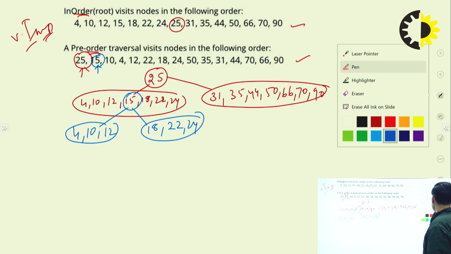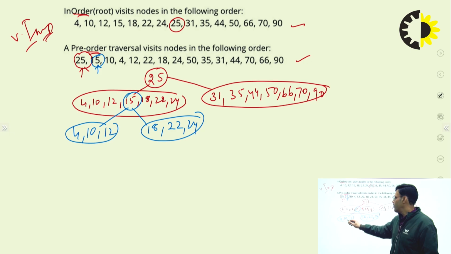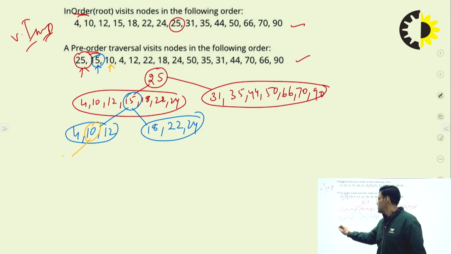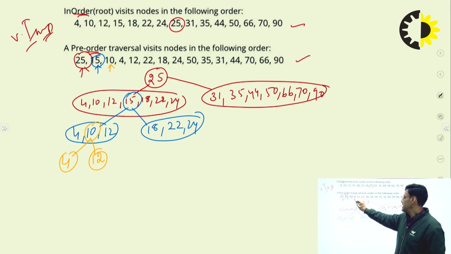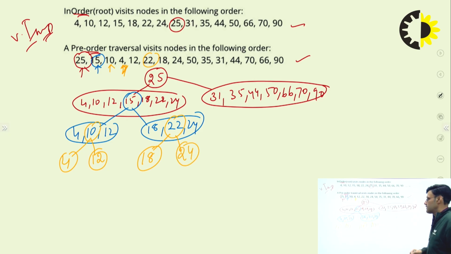Then from the given 4, 10 and 12, see this 10. So 10 will be the root of 4 and 12. And from 18, 22, 24, see, pre-order means the root is given the priority. So 22 is the root node of 18 and 24.